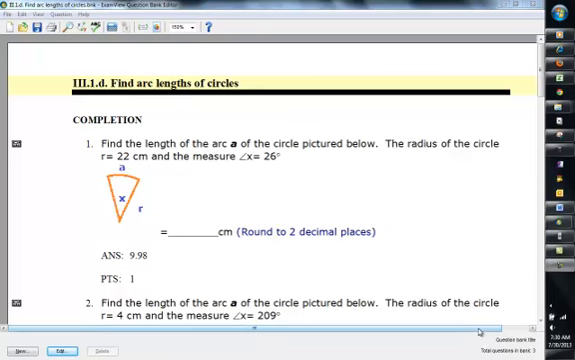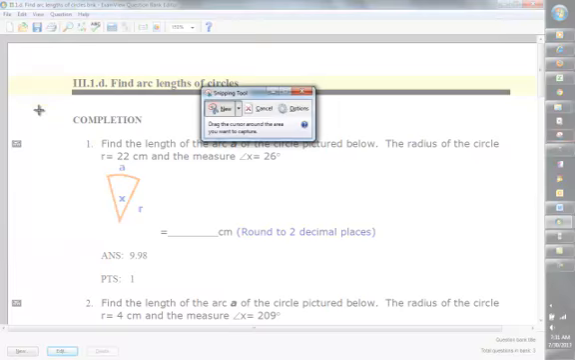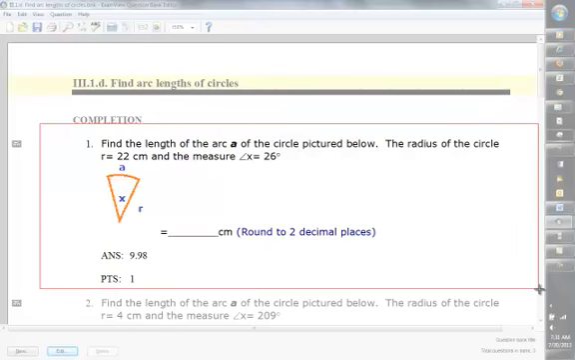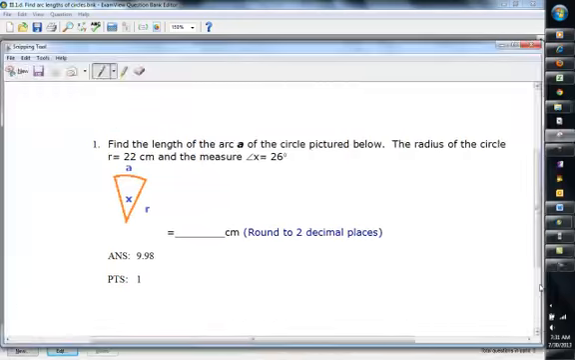To find the length of an arc, we have to find its relationship to the circle it is part of. Let's look at this first one. Find the length of the arc A of the circle pictured. The radius of the circle R is 22 centimeters, and the measure of the angle X is 26 degrees.